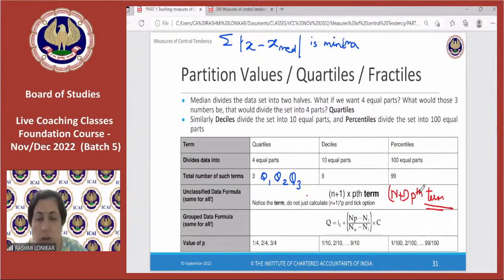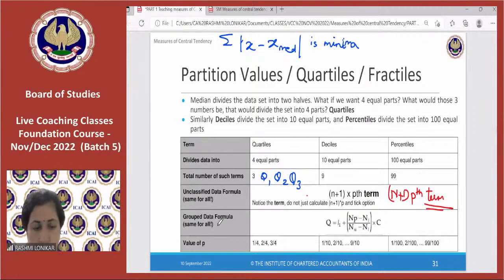Suppose I get 5 upon 2, so 2.5. So 2.5 will not be the answer. It means that I have to take the second term and add the 0.5 share of the difference between the second and the third term. When we do the example, it will be clear. So this is for the unclassified data, and it is the same for all.